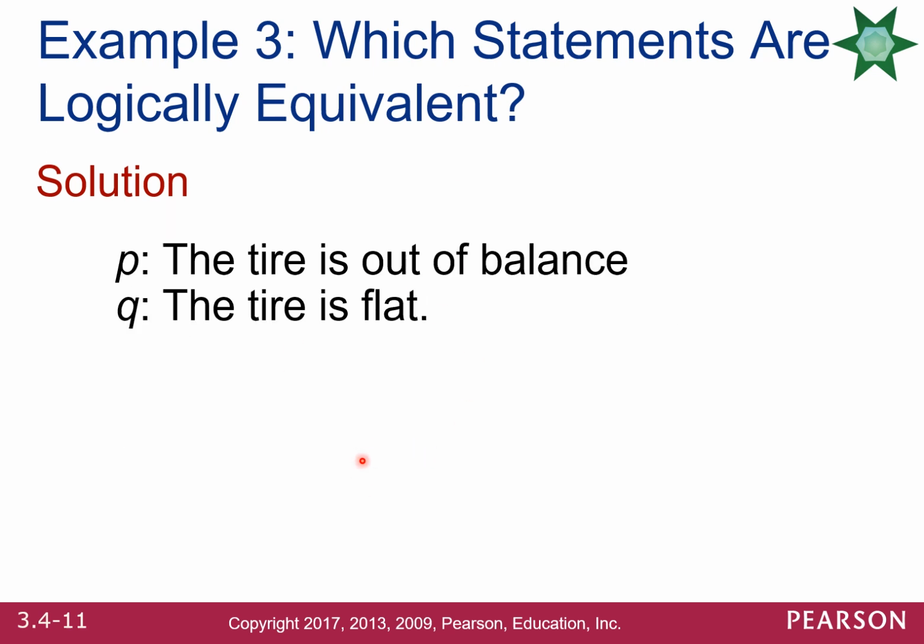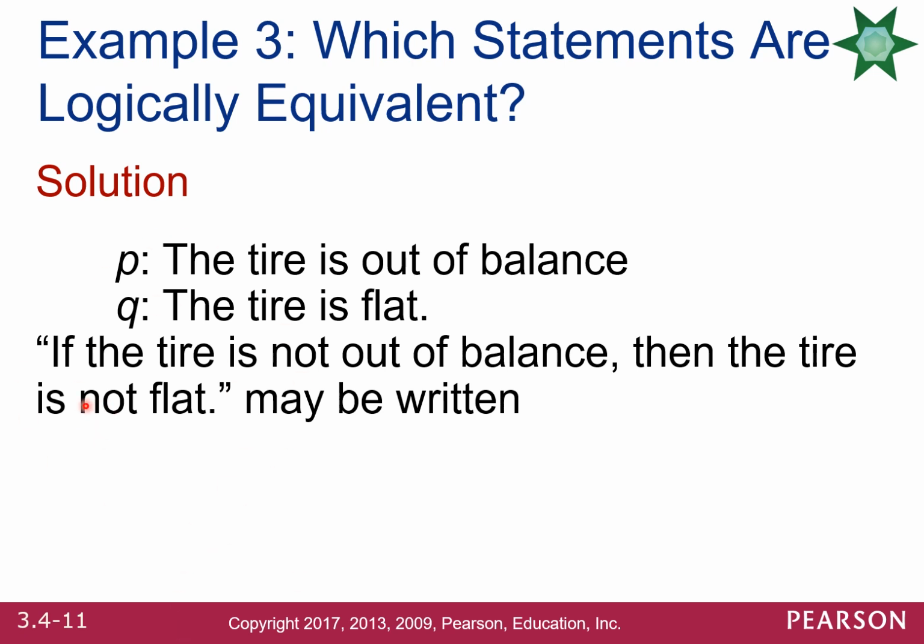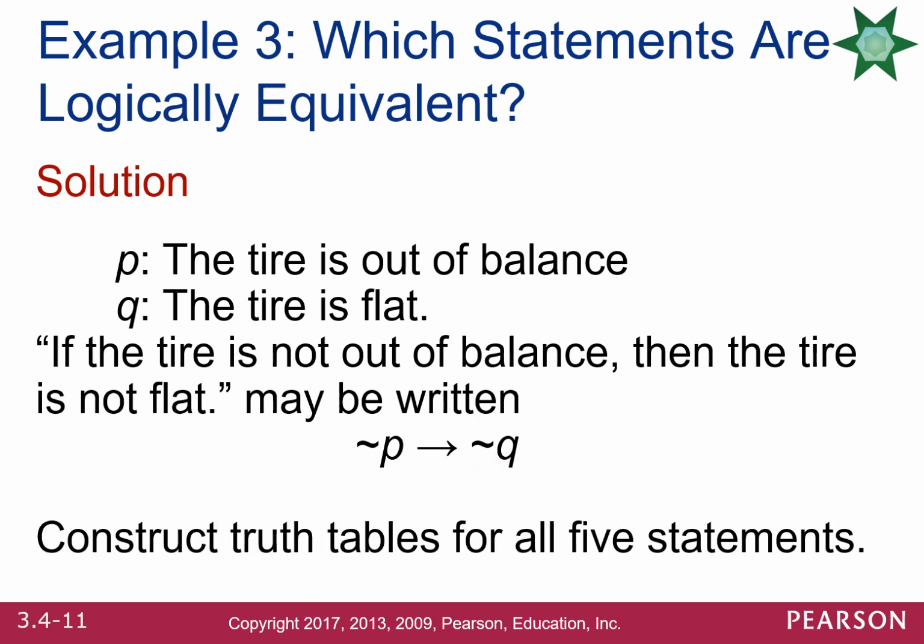And finally, we need to put part D into symbolic form. So let's pull up the statement here. If the tire is not out of balance, then the tire is not flat. So this was again an if conditional statement. So when we write that in symbolic form, it should say if not P. So not P, negation of P, followed by the conditional symbol, followed by negation of Q. All right. So now we have to go and construct truth tables for all the 5 statements.